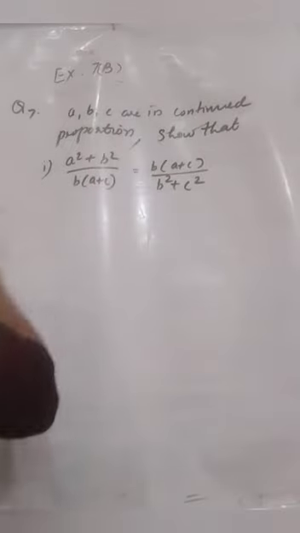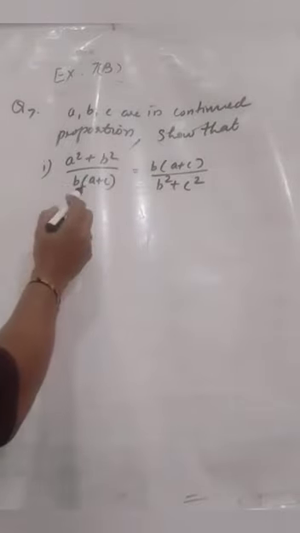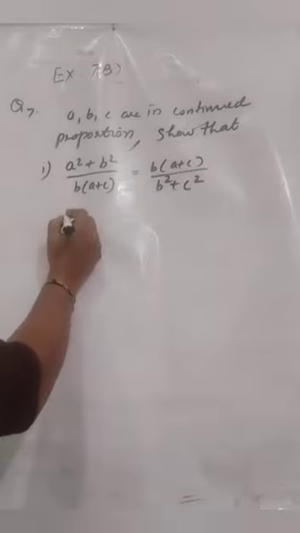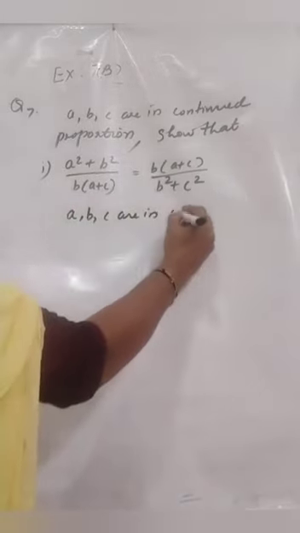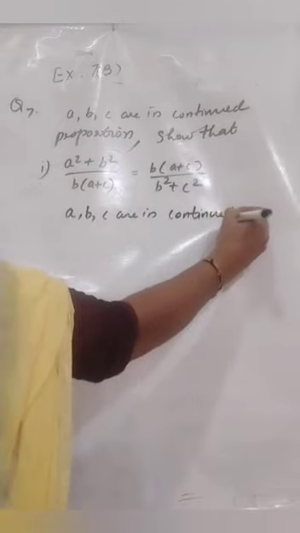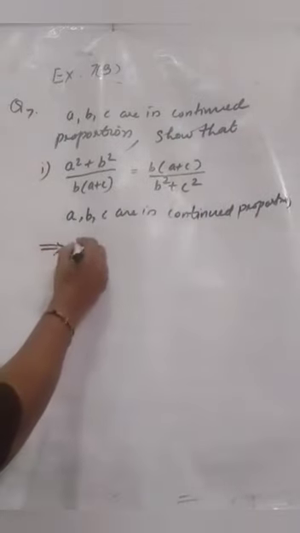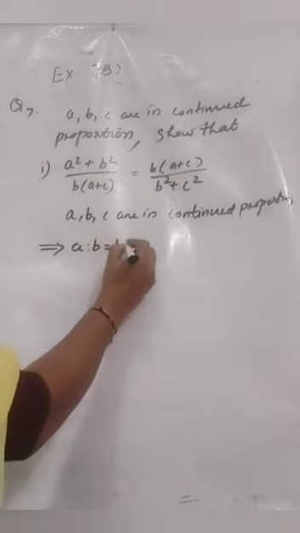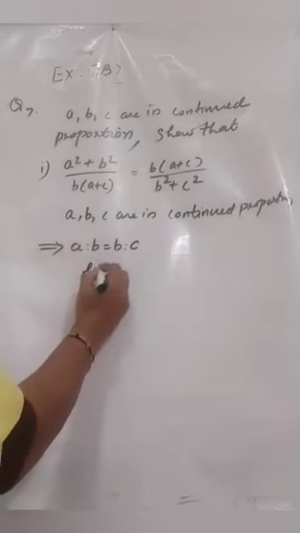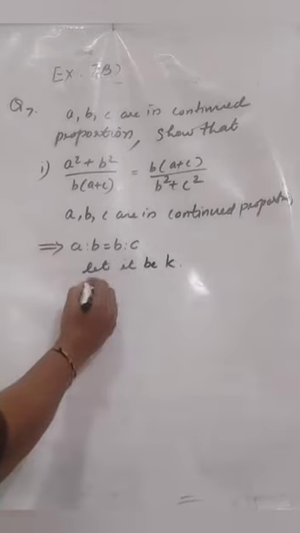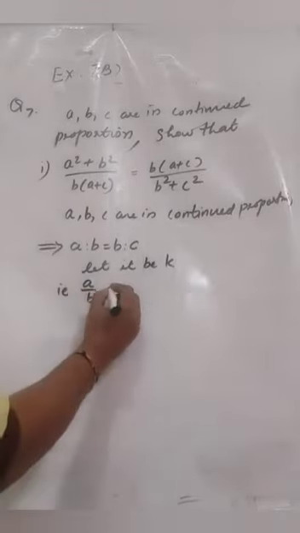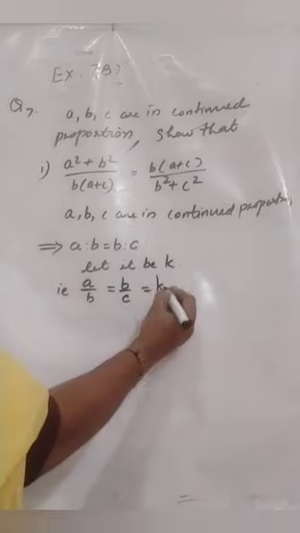Question number 7. A, B, C are in continued proportion. Show that a square plus b square by b into a plus c equal b into a plus c by b square plus a square. So first we can write the condition of continued proportion. If A, B, C are in continued proportion, we can write A is to B equal B is to C. Let it be equal to K. That is A by B equal B by C equal K.